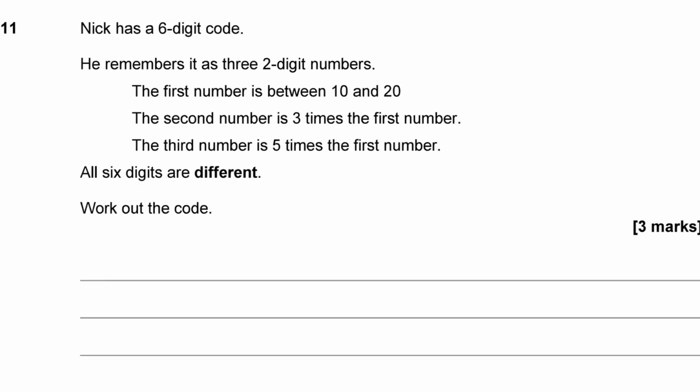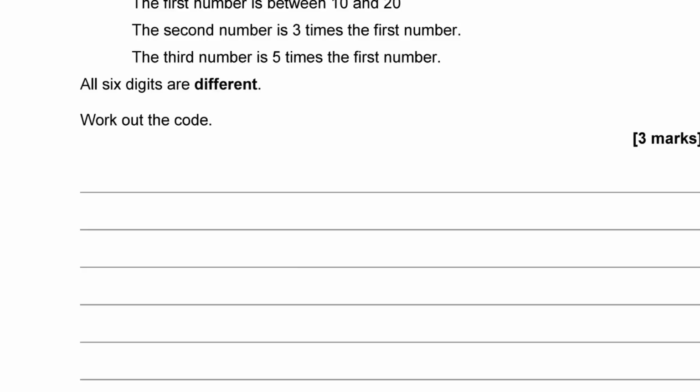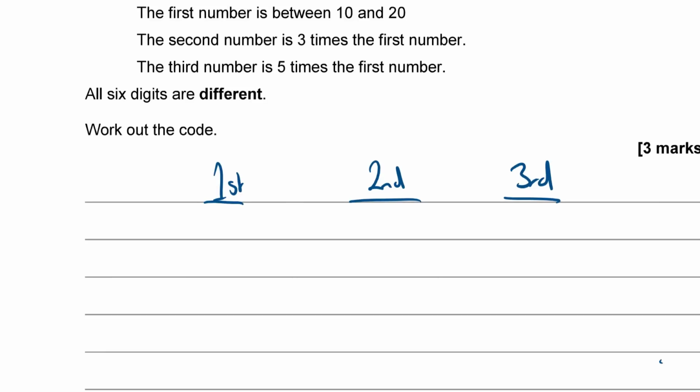Okay, I'm going to be systematic about it. Now, the first number is between 10 and 20. So I'm going to write down my possible first numbers and then work out what my second numbers would be, and then work out what my third number would be, depending on what I pick for the first number, until I get one that I can match all 3. So the first number between 10 and 20 is 11. Okay, now immediately I'm going to rule 11 out because all 6 digits are different. So it isn't 11, is it? Because 1 matches with 1. So it isn't 11. Let's go on to 12.